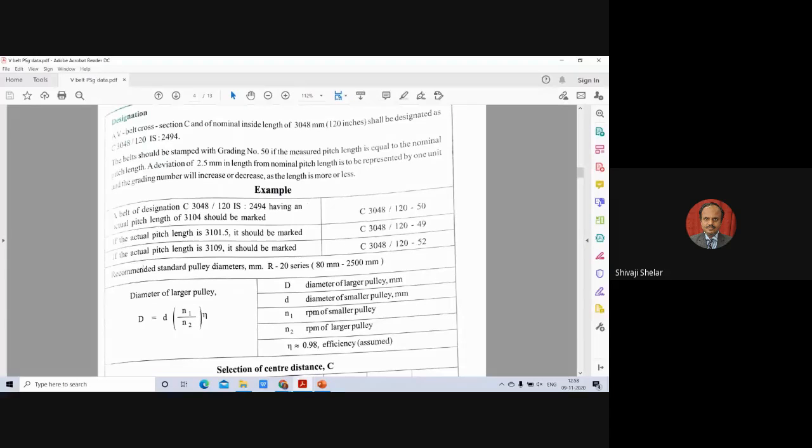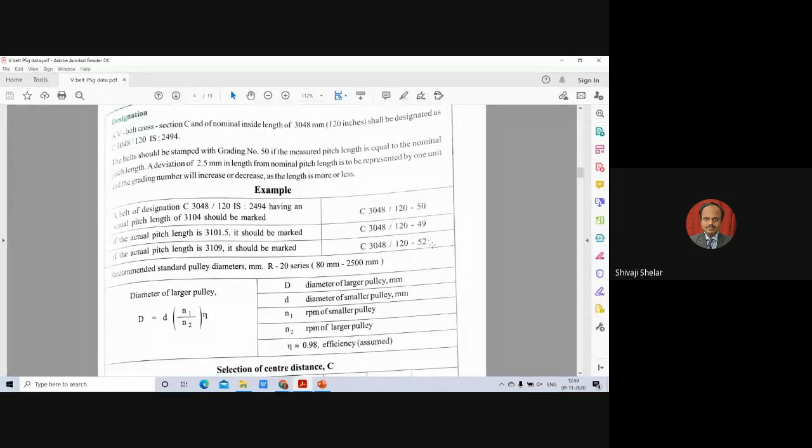Another example: if the actual pitch length is, say, 3109, it is greater than 3104, so the grading will be greater than 50. But it is not greater than 5 mm, so the grading will be greater by only about 2 units, since it is almost 2.5 plus 2.5, approximately a 5 mm increase. In that case, you rate this belt as C3048, which remains as it is, dash 52. That is, the additional 2 grades are added, so your belt becomes C3048 dash 52.